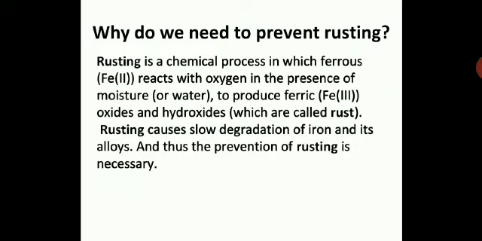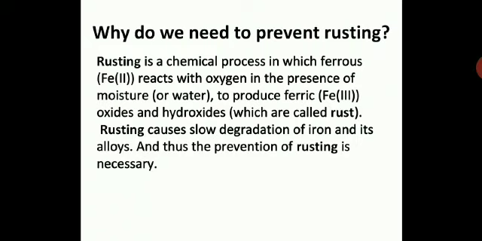So rusting is a chemical process, you have to take down this, in which ferrous, that is Fe, reacts with oxygen in the presence of moisture to form ferric oxides. That means iron will form ferric oxide and hydroxide. That means it will form rust. You can write in simple language if it is difficult for you: rusting is a chemical process in which iron reacts in the presence of oxygen and moisture to produce oxides and hydroxide, which is called rust.